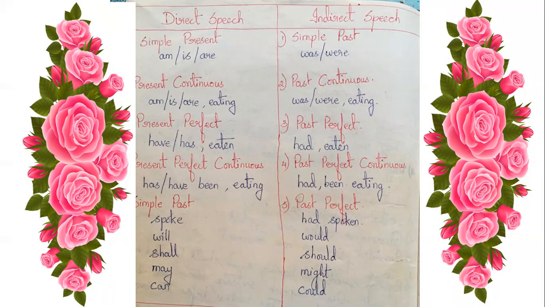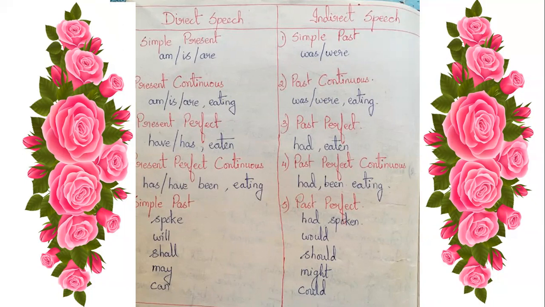Then the present perfect. How can you recognize the perfect tense? A sentence which has have, has or had will be the perfect tense. So present perfect is have and has eaten. It will change to past perfect. Past perfect is had eaten. Now present perfect continuous will change to past perfect continuous. Has been eating or have been eating will be changed to had been eating.